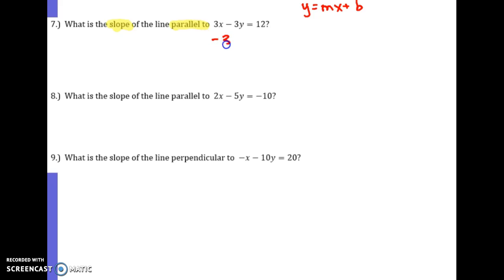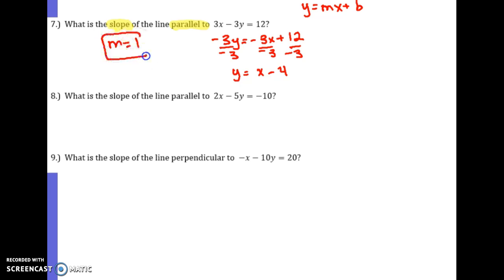To do that, we'll get -3y is equal to -3x plus 12. And then we're going to divide by -3. Okay, when we do that, y is equal to x minus 4. So the slope here is 1, so the slope parallel would actually be 1. Okay, so the answer there is 1. All right, number 8, what is the slope?